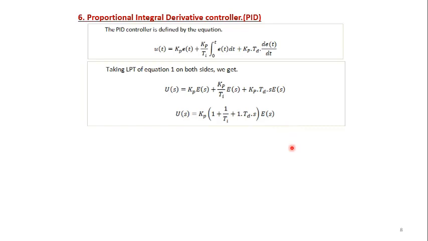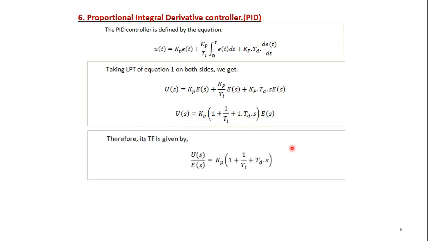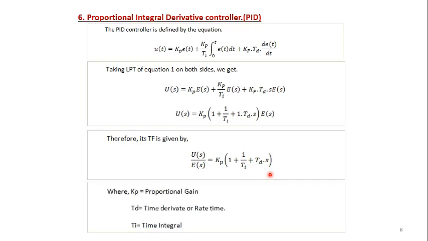Next we have to find out the transfer function, which can be given by U(s) divided by E(s) equal to Kp times (1 plus 1 divided by Ti plus Td times s), where Kp is the proportional gain, Td is the time derivative or rate of change of time, and Ti is the time integral. So these are the tuning elements in the case of our PID type of controller.